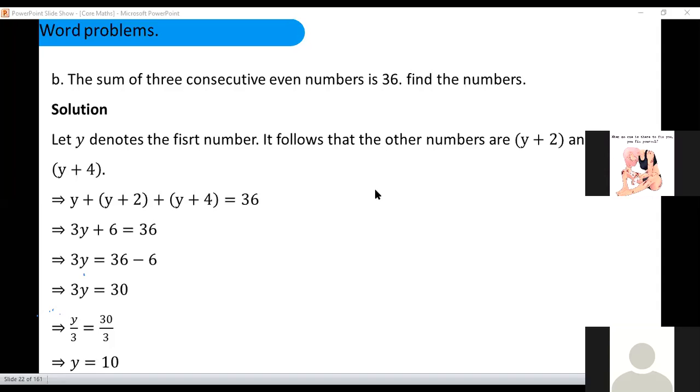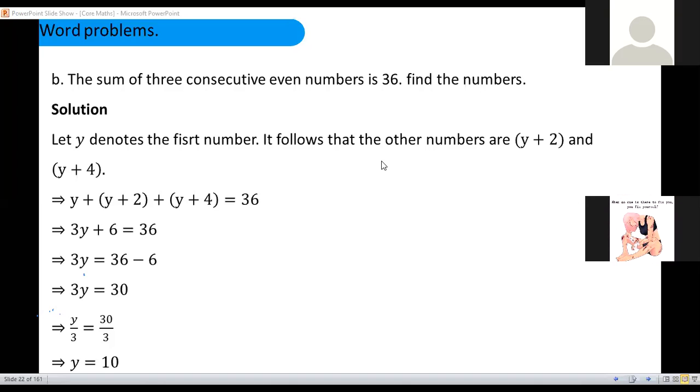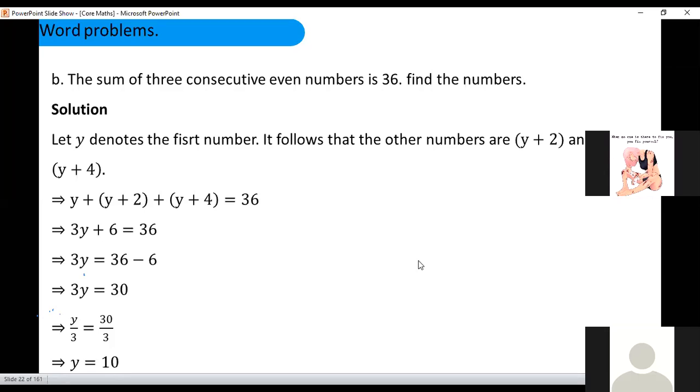Please mute yourself. So since the first number is 10, then our second number is 12, and the last number is 14. Please, any question or problem?